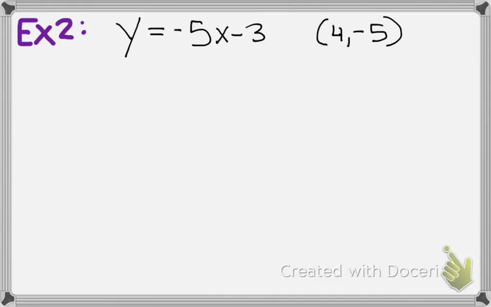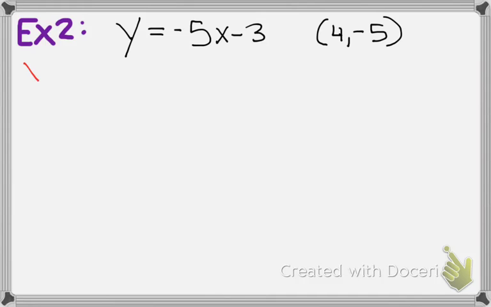Example 2. Write an equation for the line that is parallel to y equals negative 5x minus 3 and passes through the point 4, negative 5. This example asks for an equation of a line passing through a specific point that is parallel to a given line. To be parallel, the lines must have the same slope. Since you have slope and a point, you can get an equation with the point-slope formula.